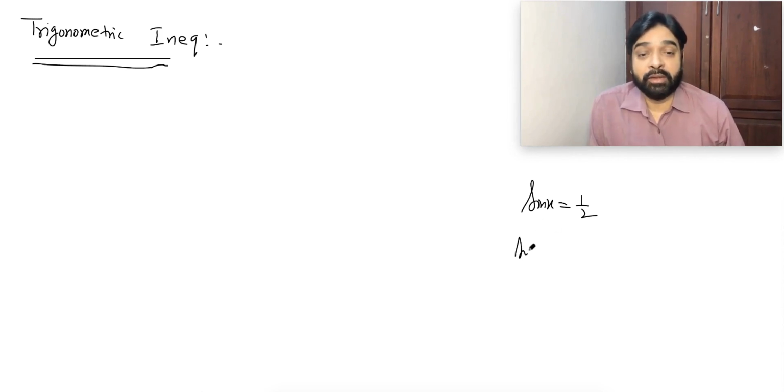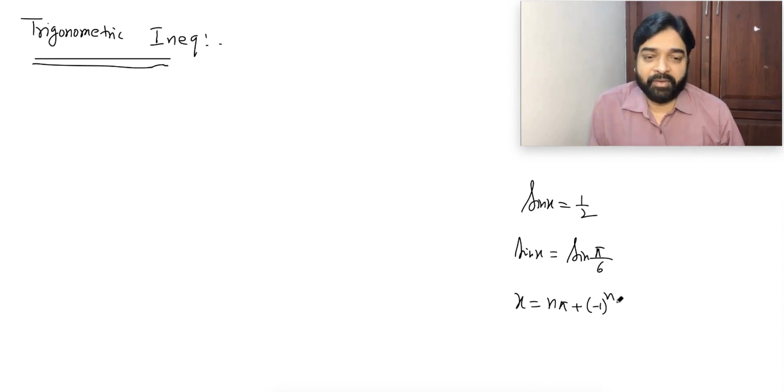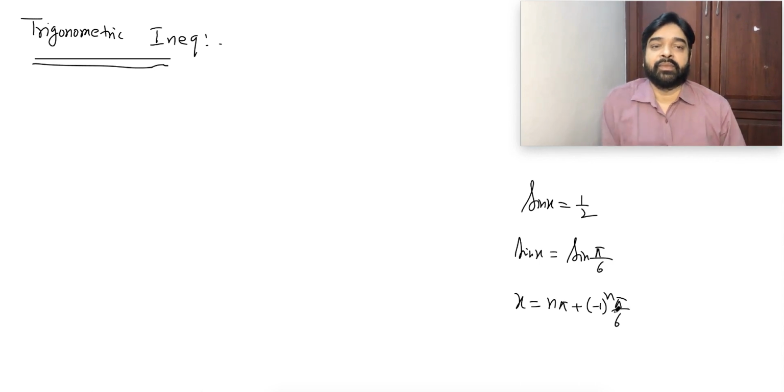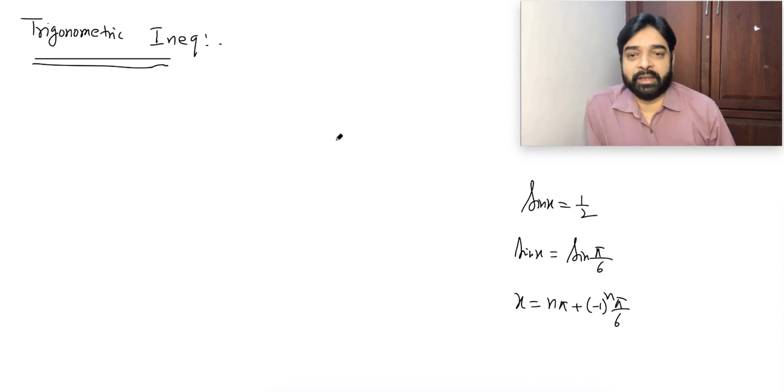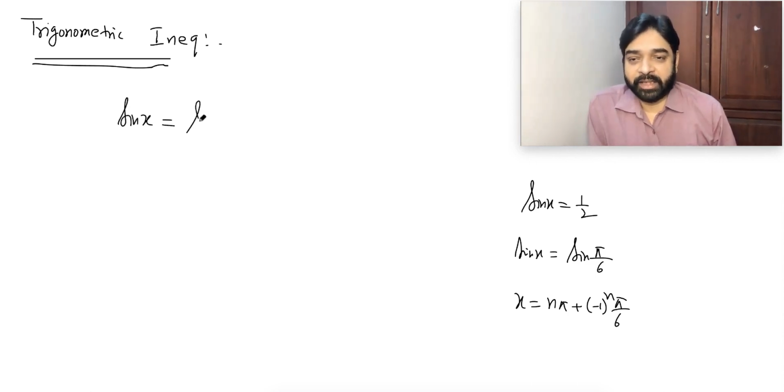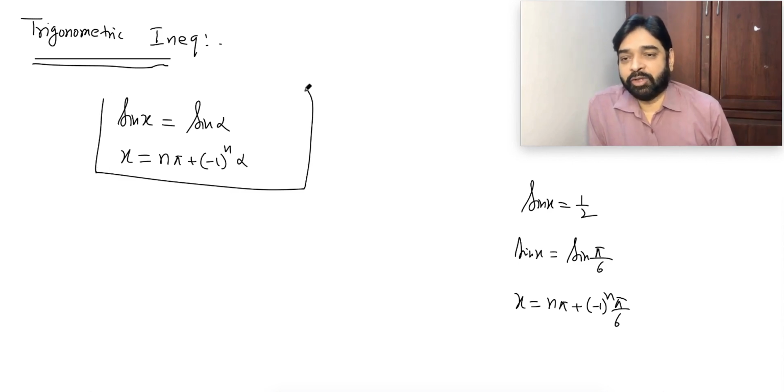So how do we solve this? We say sin x equal to half, we can write sin pi by 6. Sin x equal to sin pi by 6, so x equal to n pi plus minus 1 raised power n alpha, that is pi by 6. Maximum of your doubts are gone, where this is coming from. There is a trigonometric equation formula. I am just writing it for reminding you: x equal to n pi plus minus 1 raised power n alpha. Alpha should be the principal value.